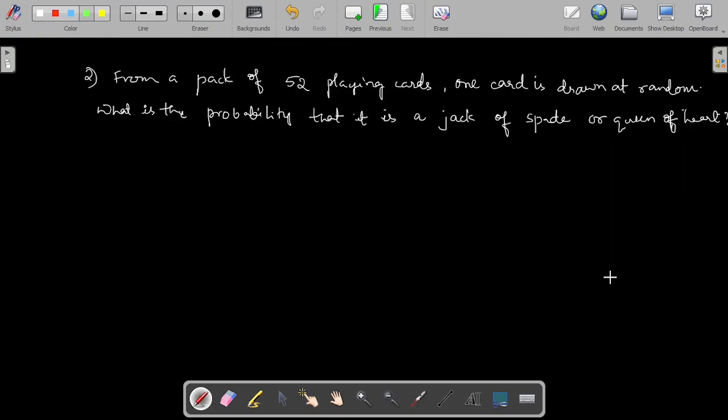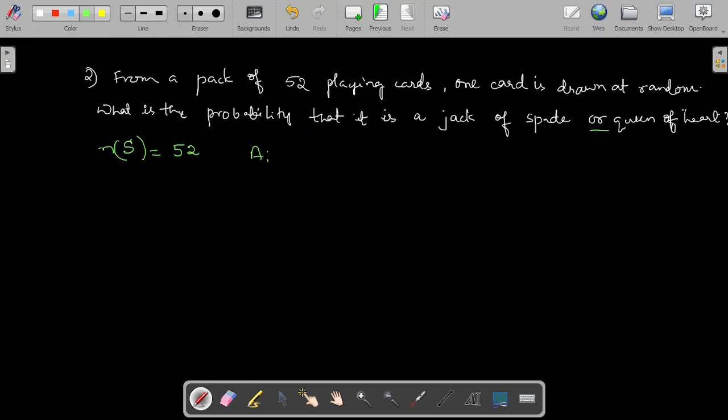Similarly, one more problem. From a pack of 52 playing cards, one card is drawn at random. What is the probability that it is a jack of spade or queen of heart? So, for "or" you have to define two events first, then find the union of those two events. Let us do that one by one. N of S is equal to 52, because one card is chosen. There are 52 possible ways in which you can choose one card out of 52 playing cards.